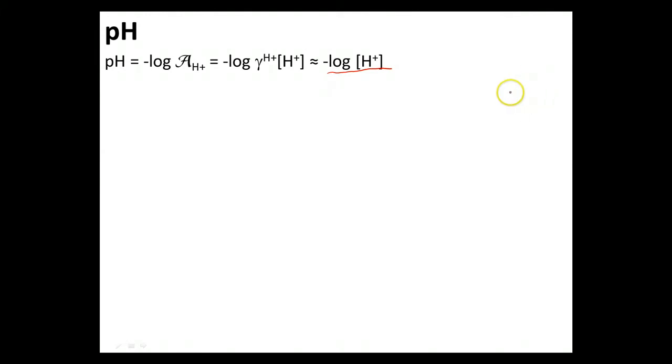Yeah, I know what pH is. Oh yeah, I forgot about the negative sign. Oh, you mean it's almost equal to? What's all this other nonsense?